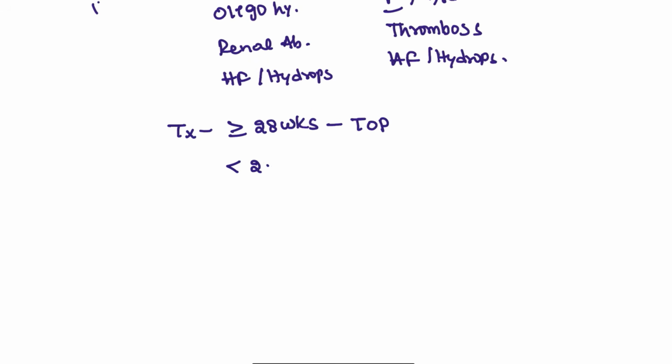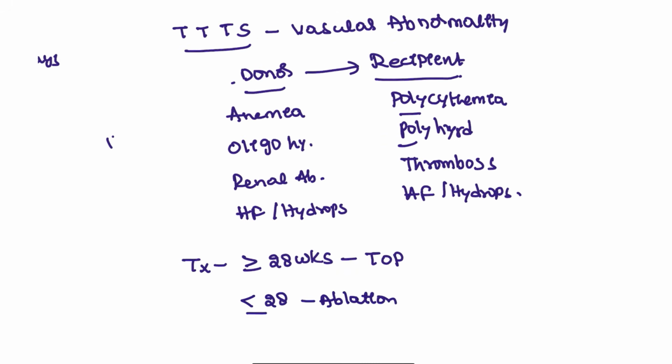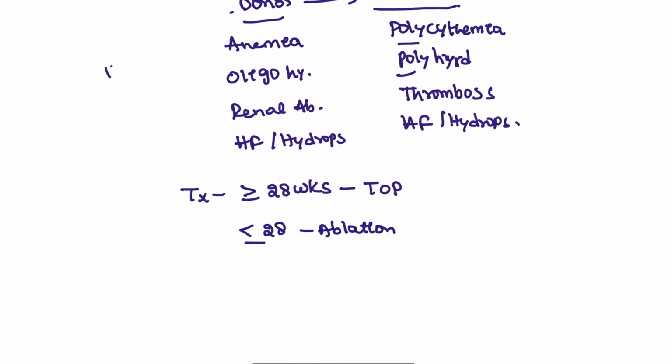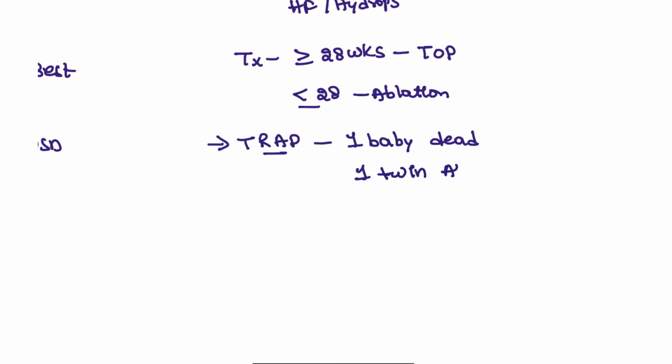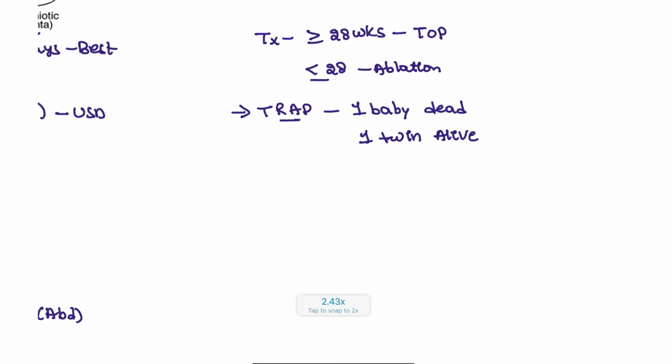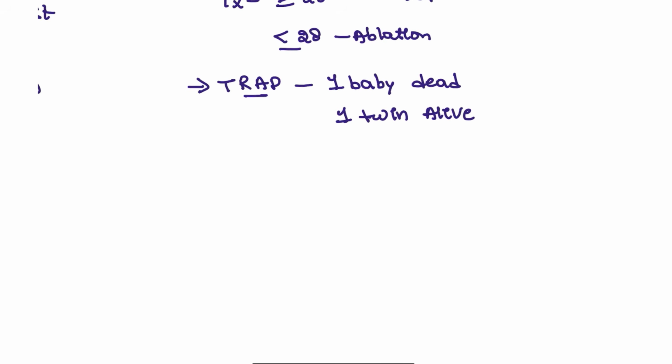So what can we do for treatment? If it is more than 28 weeks, terminate the pregnancy and deliver, whoever is alive, we can have the baby. But if it is less than 28 weeks, we have to do ablation. What I said earlier, there is a problem here in the vascular abnormality. We can ablate that. That can also be done for this patient. And next, there is another type that can be seen. This is known as TRAP. Again, here also there is an arterial abnormality. In this, one twin will be dead and the other twin is alive. So this is what is seen in the TRAP type of patient.